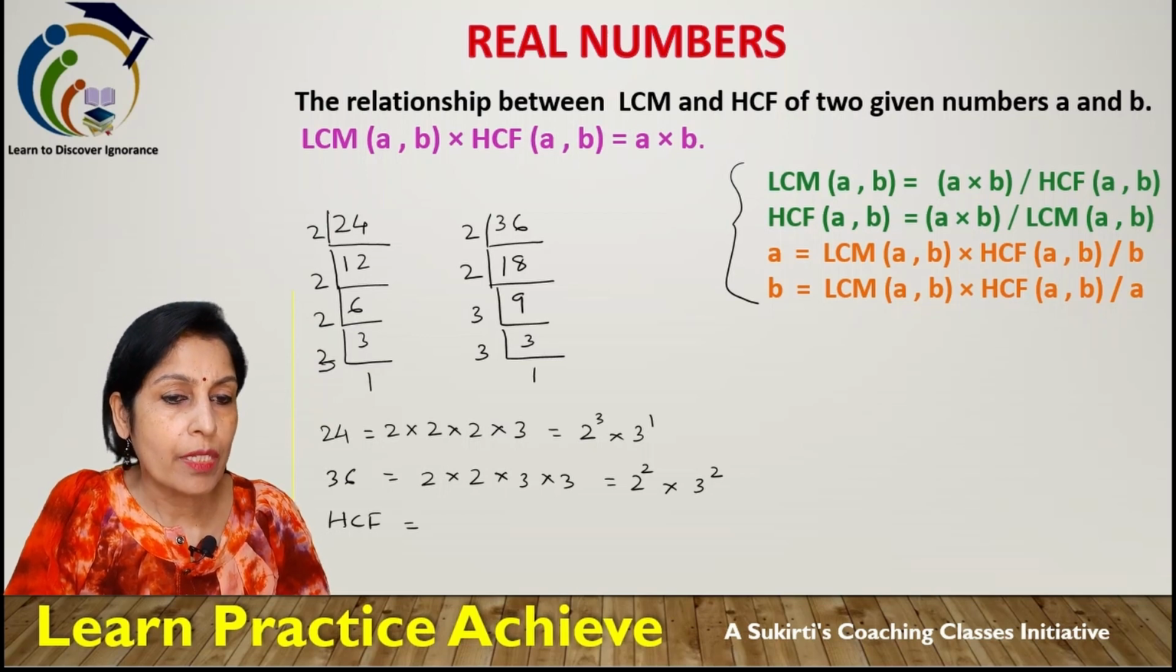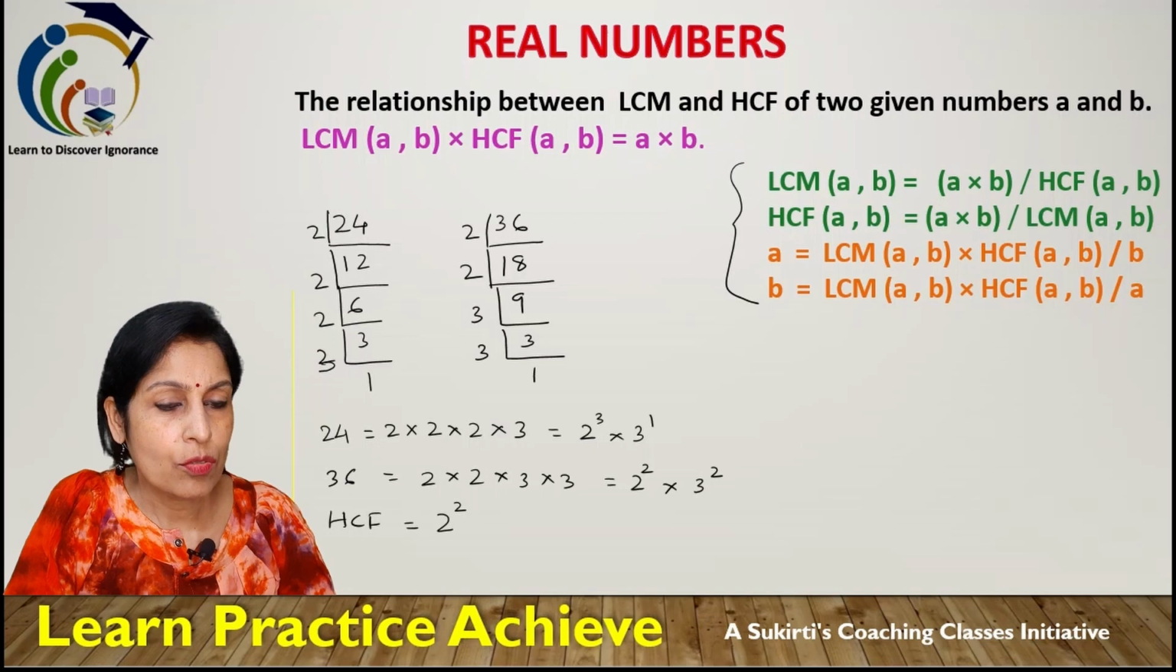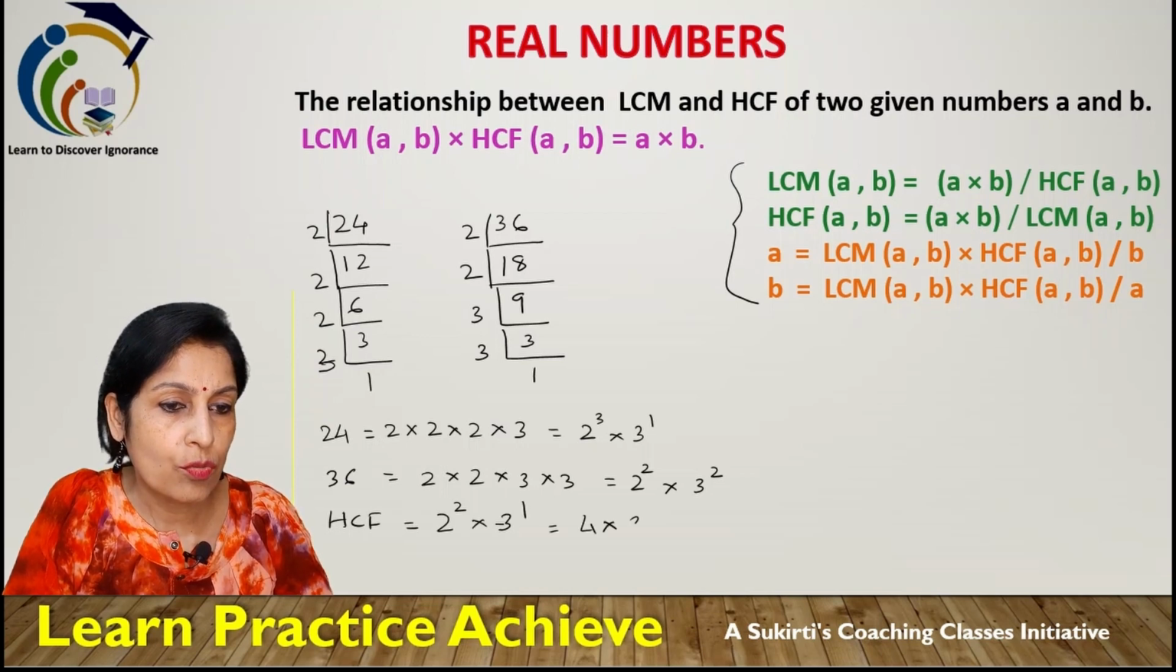So we will take the highest common factor with the lowest power, so that is 2 to the power 2. Okay. So this is equal to 2 to the power 2 into 3 to the power 1. So 4 into 3, that is equal to 12.